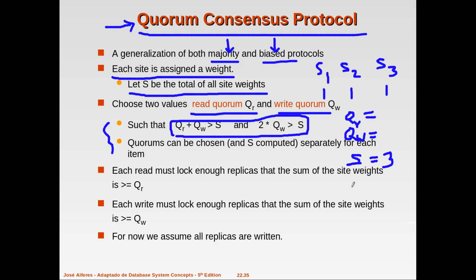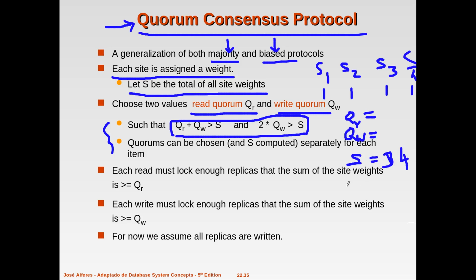For example, I'll take one more site, S4 also. S4 also has a site weight of 1. Now here we'll consider S as 4. In order to explain it more easily, I am using 4 sites. Each site has weight 1. So S is equal to 4.